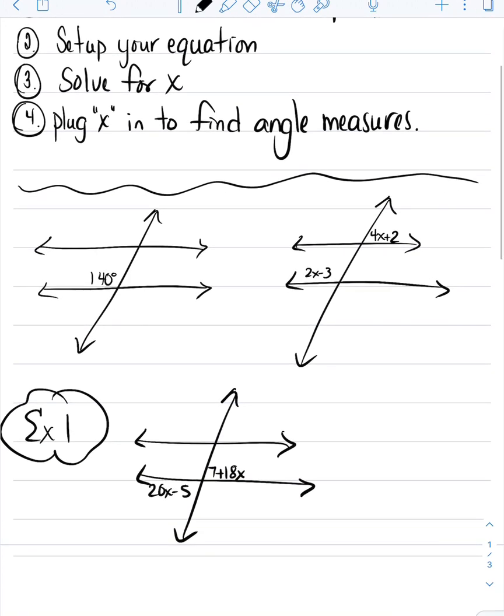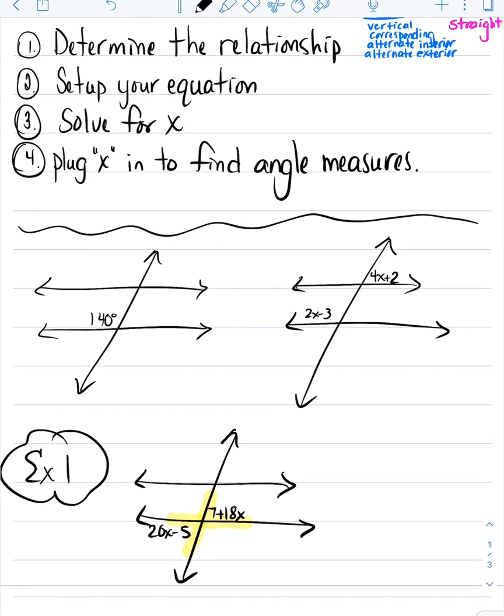So first, I want to identify the angle relationship I see. So when I look here, I notice that they gave us two vertical angles. And I also know that two vertical angles are equivalent or equal. So I'm going to use that to do number 2 of my steps, which is set up your equation. So I'm going to set up 20x minus 5 equals 7 plus 18x. So I've used that angle measure to set up my equation. Now I can solve for x.